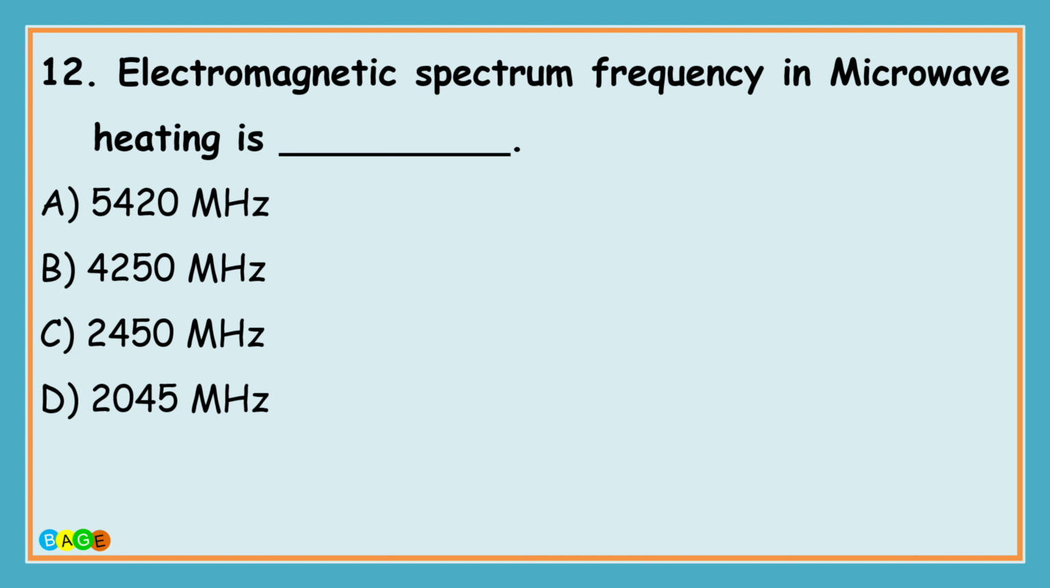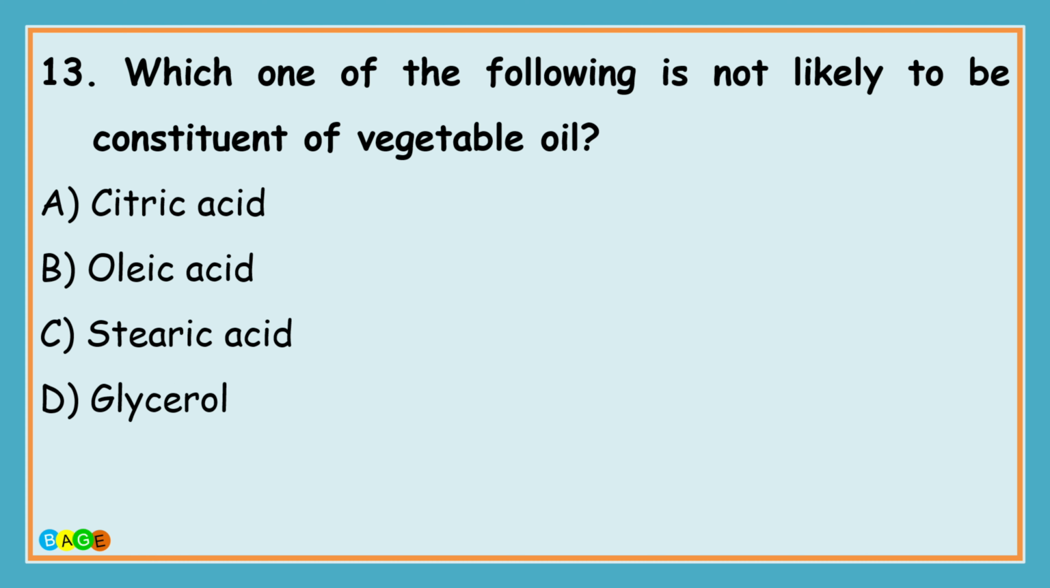Question number 12 is electromagnetic spectrum frequency in microwave heating is dash dash dash, and the options are A 5420 MHz, B 4250 MHz, C 2450 MHz and D 2045 MHz, and the correct answer is option C 2450 MHz. Question number 13 is which one of the following is not likely to be constituent of vegetable oil, and the options are A citric acid, B oleic acid, C stearic acid and D glycerols, and the correct answer is option A citric acid.